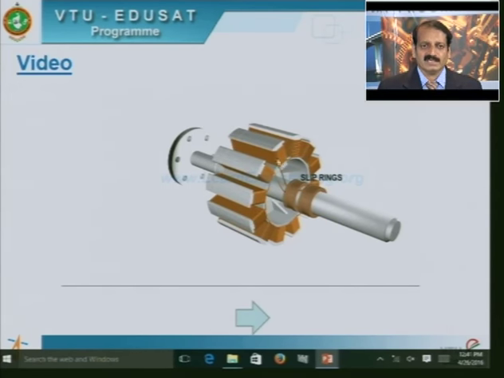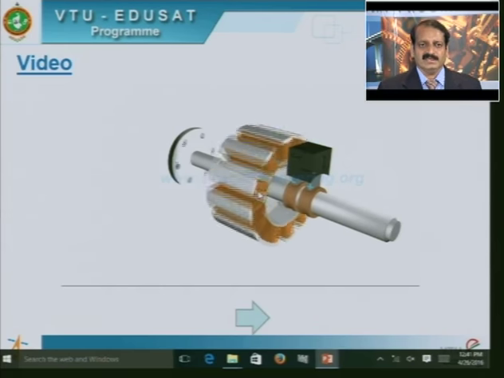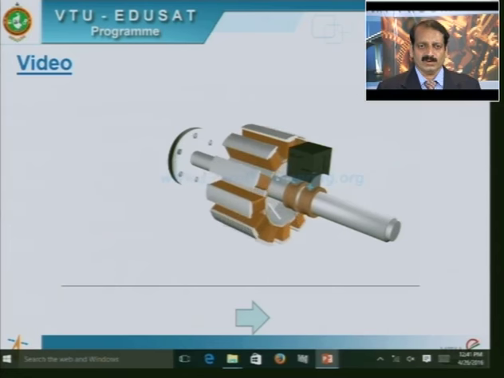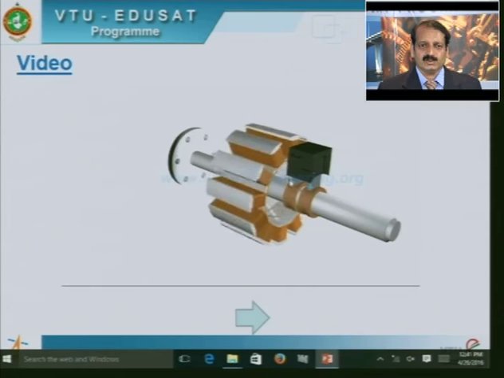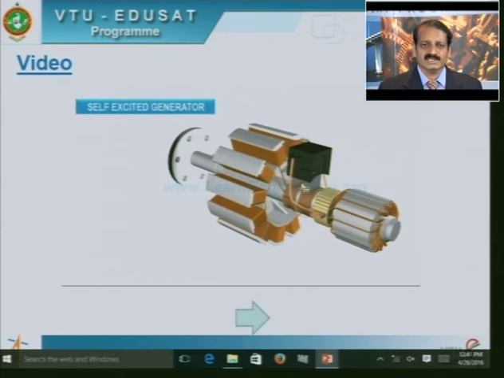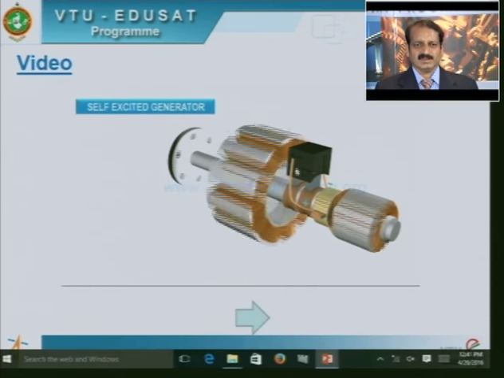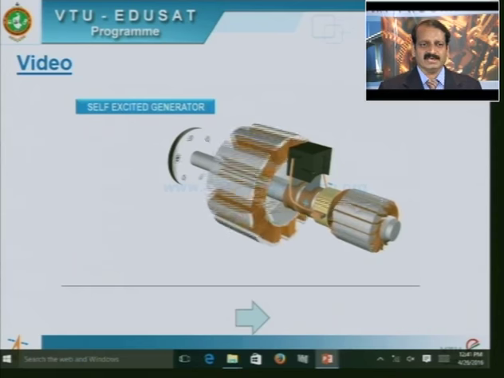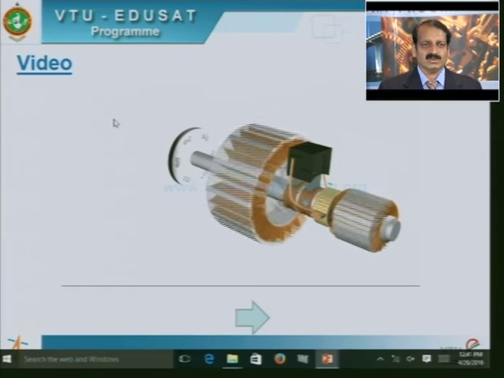provided and conductors are placed, and we are required to supply DC current through this rotor field winding. You can see there are two brushes and two slip rings, and the DC supply is provided through these brushes, and if the DC supply is obtained from a small DC generator, then such an alternator is called a self excited generator.